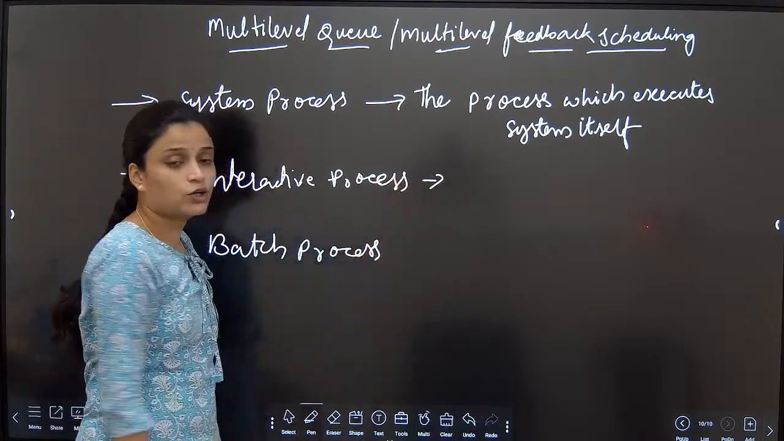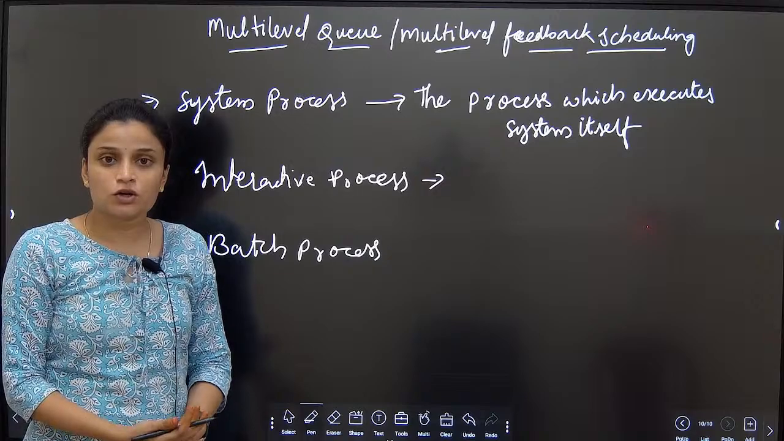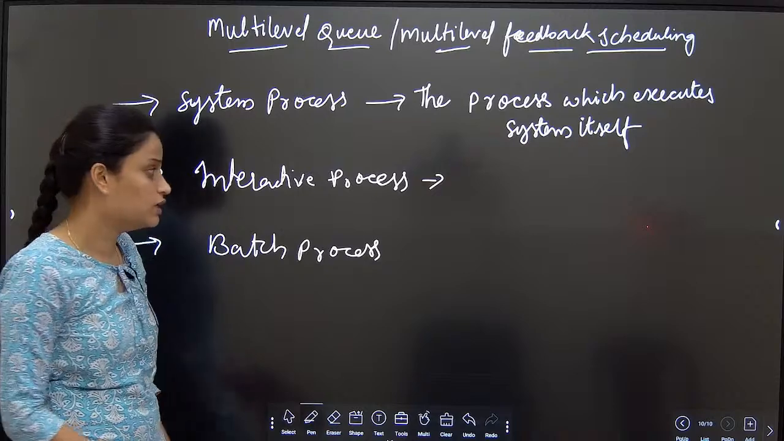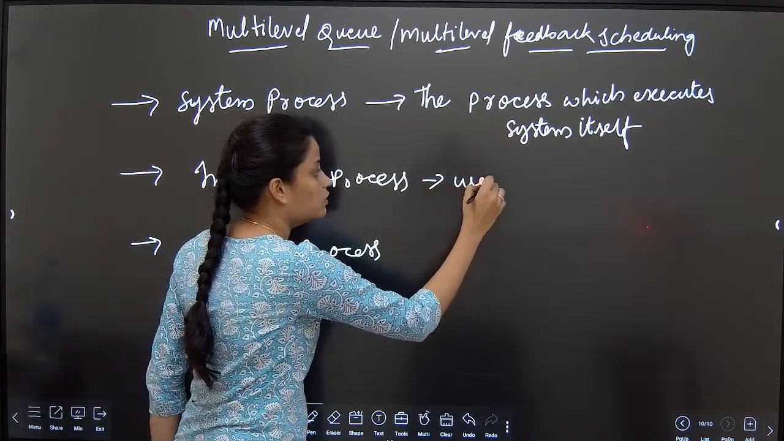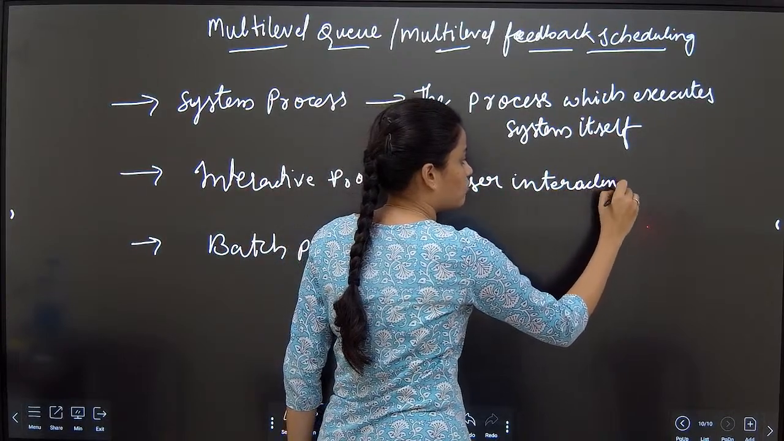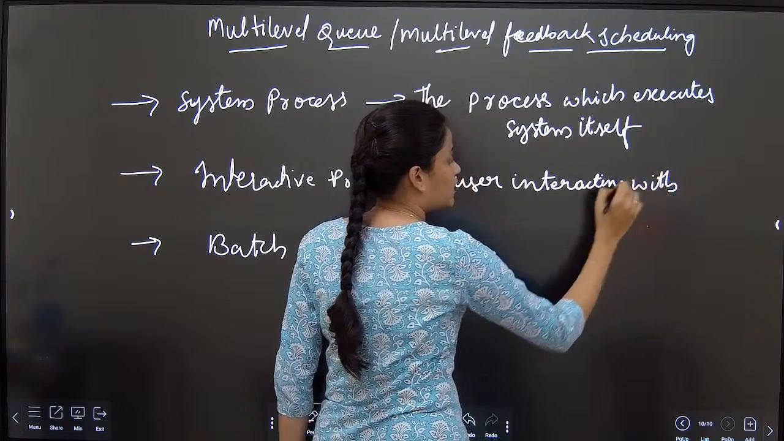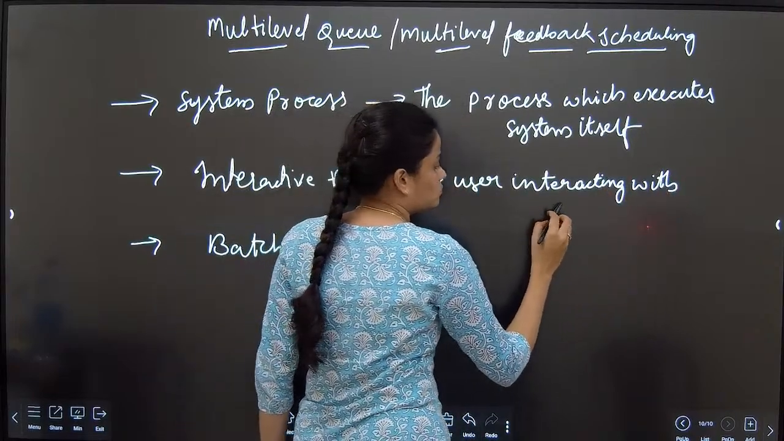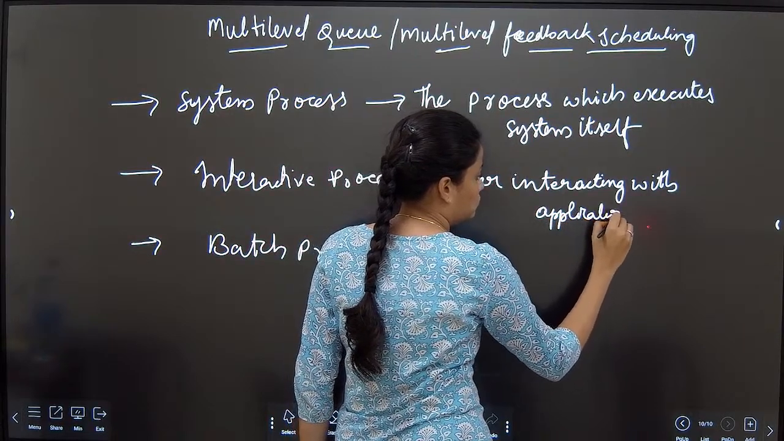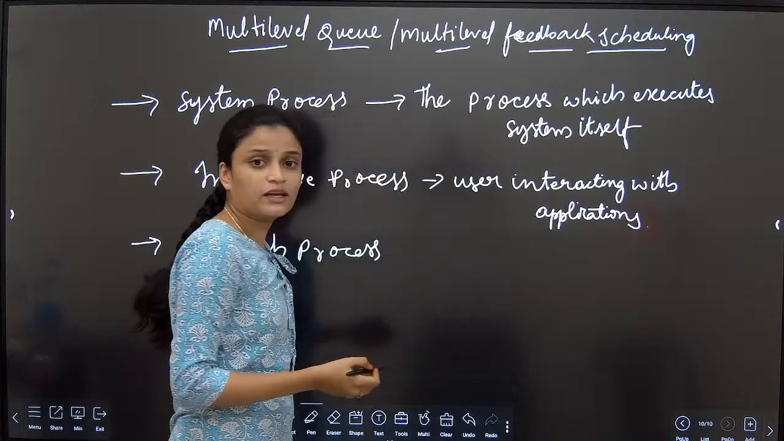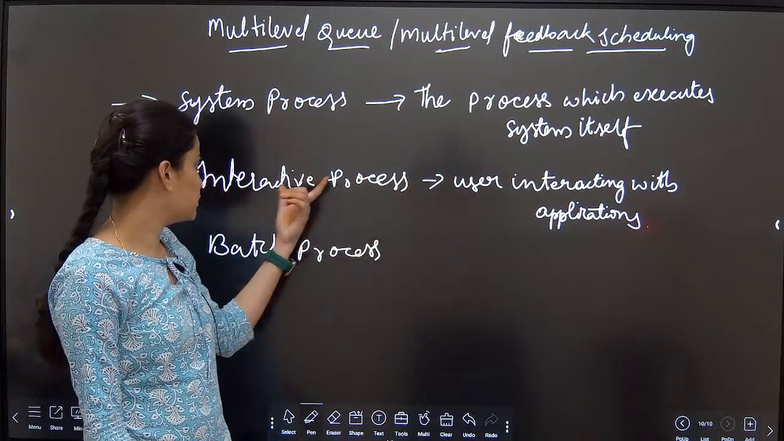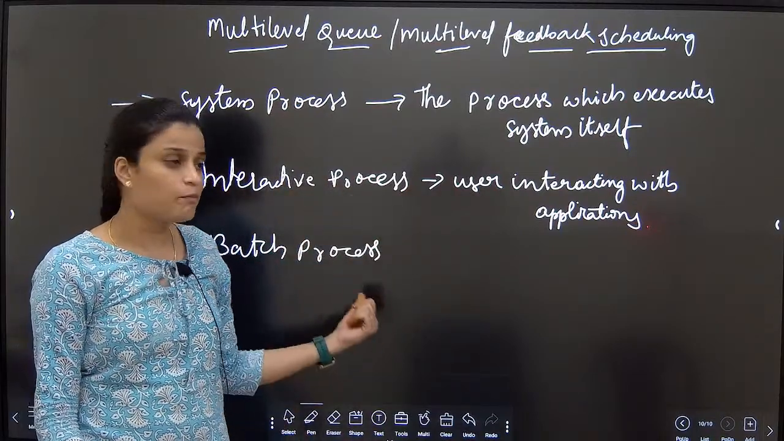Now what are the interactive processes? Whenever the implementer or the user has to interact with the application to complete its execution, like Word, the user is interacting with applications, like preparing a Word document, preparing a PPT, preparing a PDF document. Anything can be done in the interactive process.